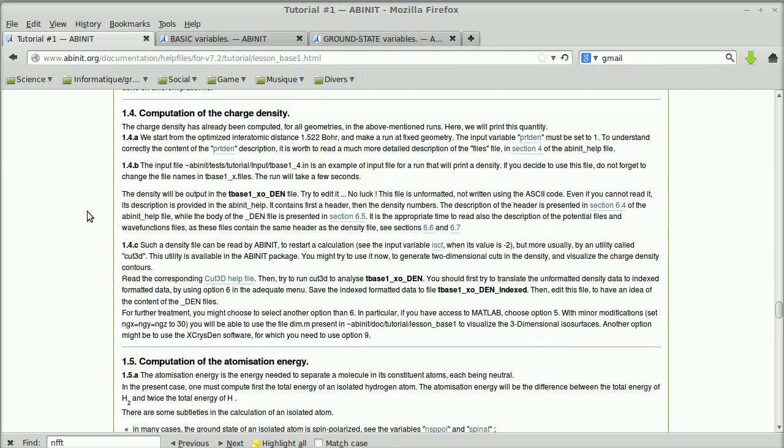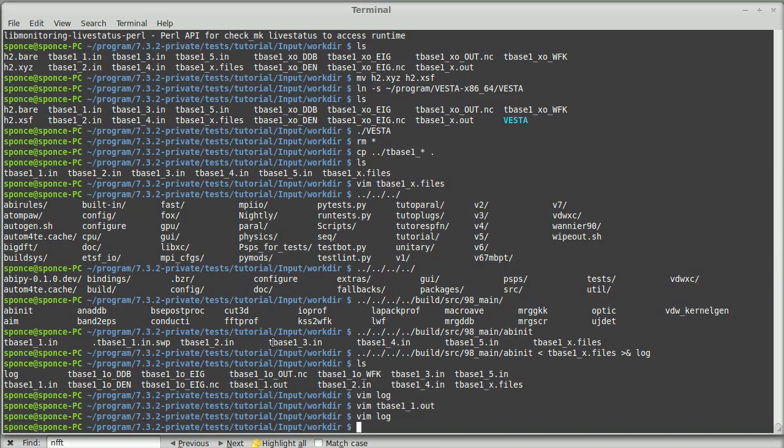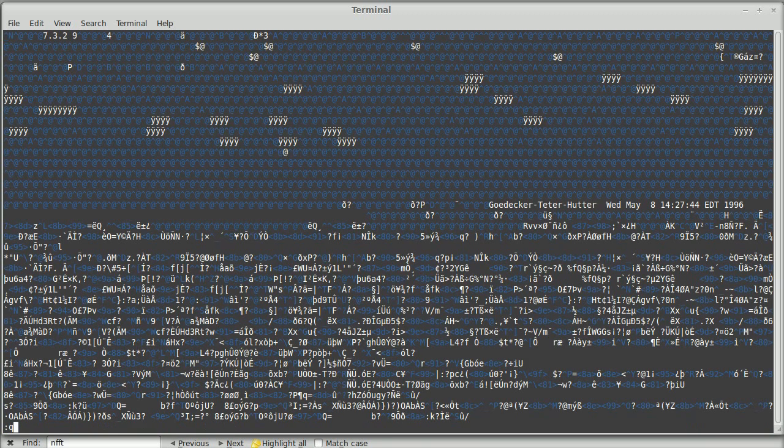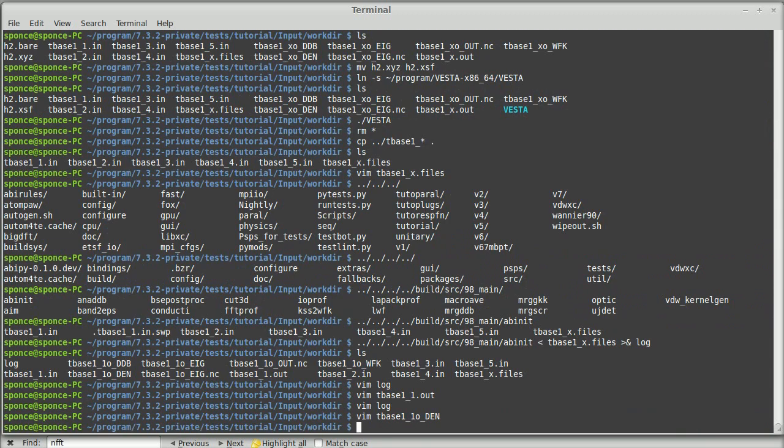As I told you, one of the output files of the calculation is this _DEN file. By itself it's a binary file. If you open it, I will do it, there is nothing very useful when you look at it. So what you need to do is use a post-processing tool that is also shipped with Abinit.